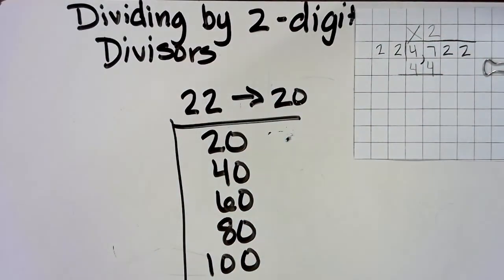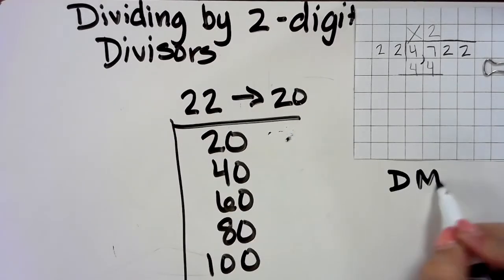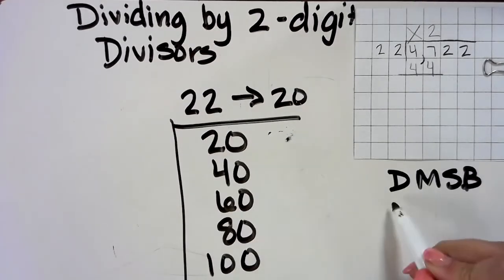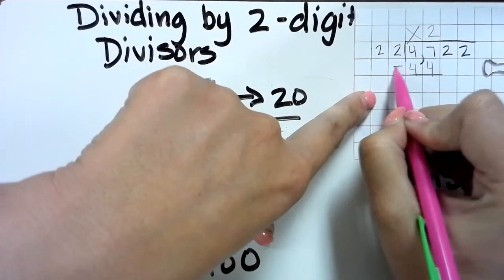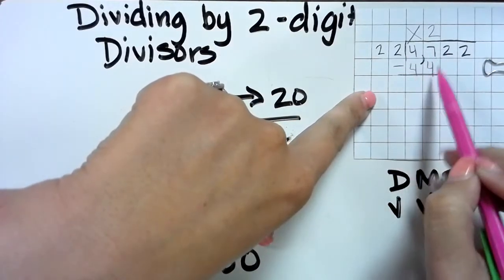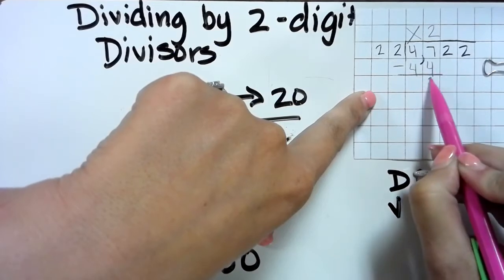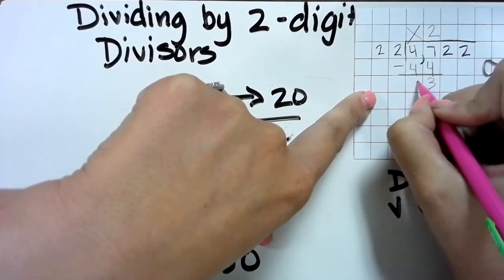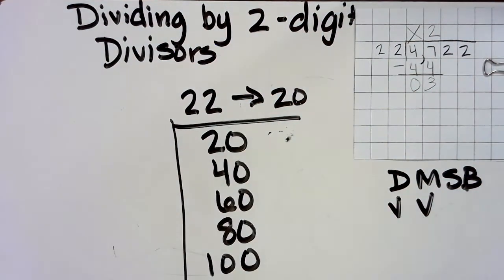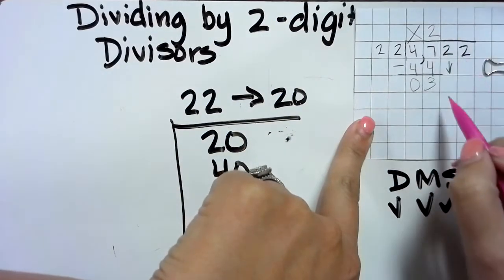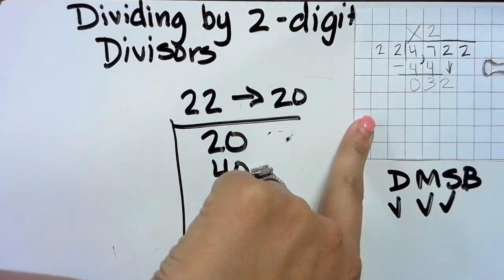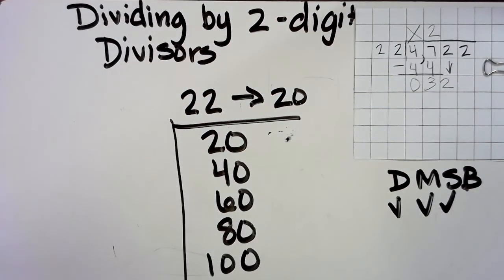Oh, so I forgot this step. So divide, multiply, subtract, bring down. I divided, I multiplied, and now I need to subtract. So 47 minus 44, 7 minus 4 is 3, and 4 minus 4 is 0 if I want to put that 0 there. So I subtracted, and my next step is to bring down this 2. So now I have 32, okay?